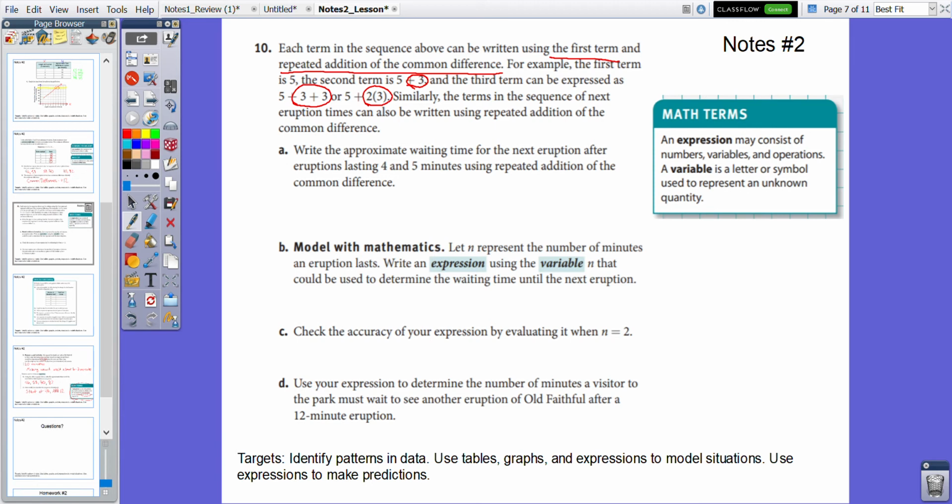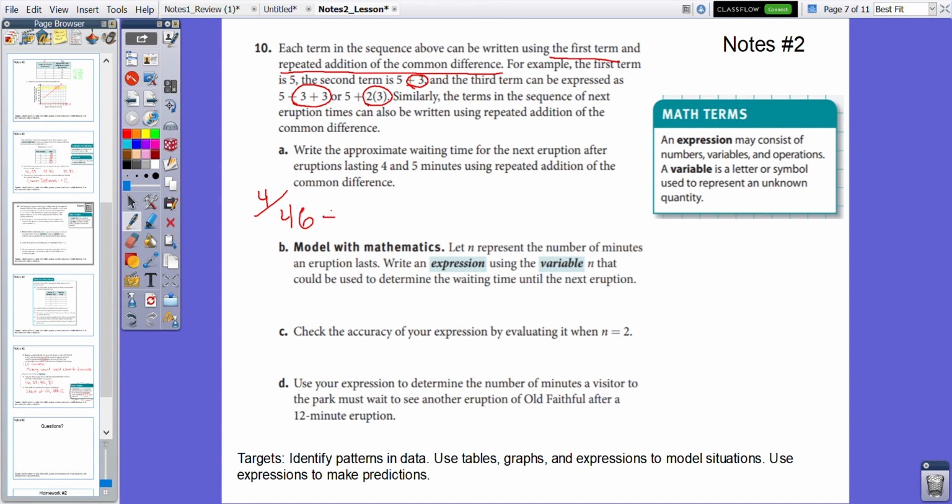Similarly, terms in the sequence of next eruption times can also be written using repeated addition of the common difference. Write the approximate waiting times in part A for the next eruption after eruptions lasting 4 and 5 minutes using repeated addition of the common difference. So basically they want us to rewrite everything we've seen with the geyser problem using the method they have for number 10 here. Okay, so once again, we write the first term for, let's do 4 minutes really quick here, 4 minutes, or we write 46, that's our first term in that sequence.